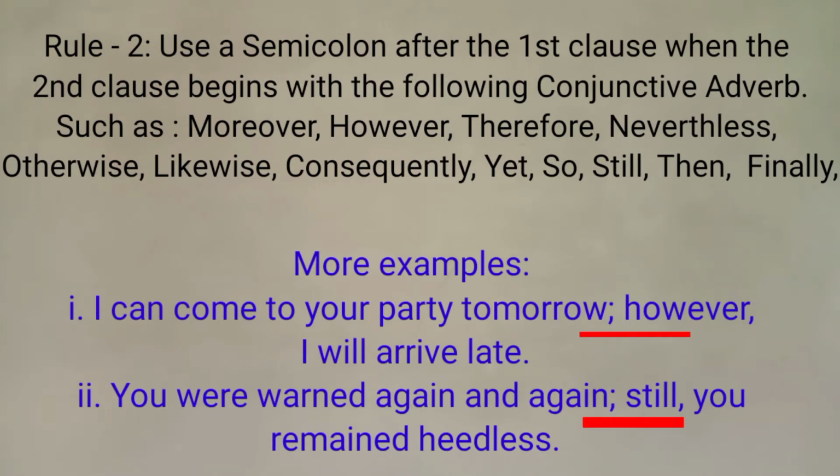More examples: I can come to your party tomorrow; however, I will arrive late. You were warned again and again; still you remained heedless. Okay.